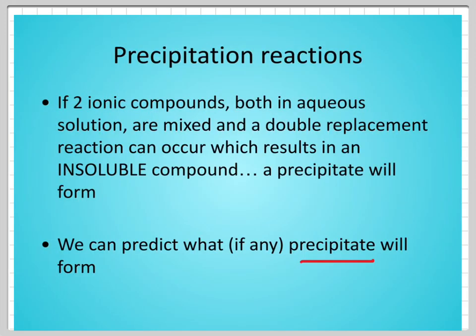Okay, so now we want to look at precipitation reactions. This is where we're getting closer and closer to our net ionic reactions. If we have two ionic compounds, both of them in aqueous solution, that we mix, and if a double replacement reaction can occur, which results in an insoluble compound, what we're going to see is the formation of a precipitate. By using our rules for solubility and our ability to write dissolution equations, we can predict what precipitate will form, if any will. We'll run through the process quickly, and then we'll do it in a little bit more detail.